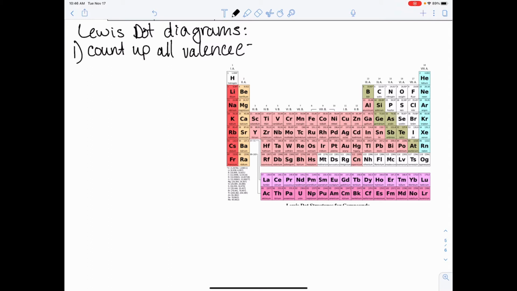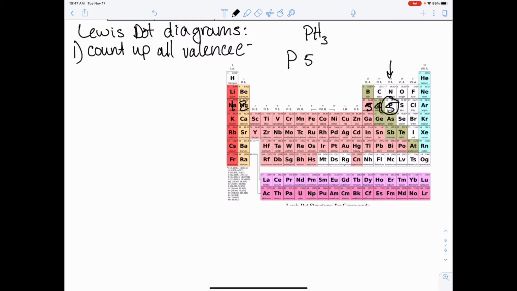Okay, so if we're going to look at something like, let's say phosphine, PH3, I'm going to look at P. Phosphorus is down here, in the 5th family. So if we count over, there's 1, 2, 3, 4, 5. So phosphorus has 5 valence electrons.